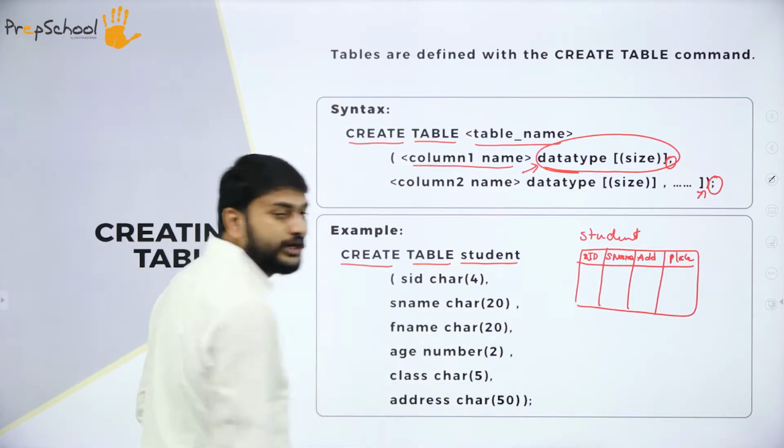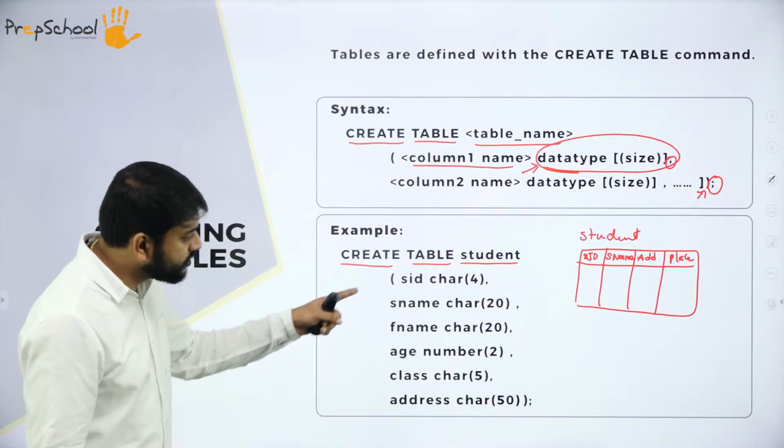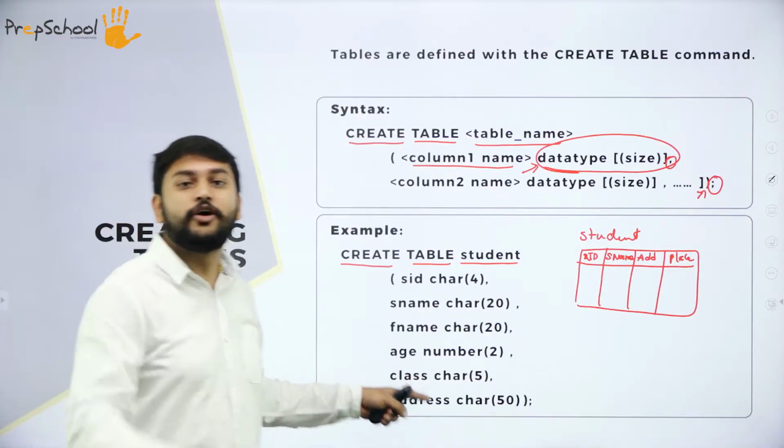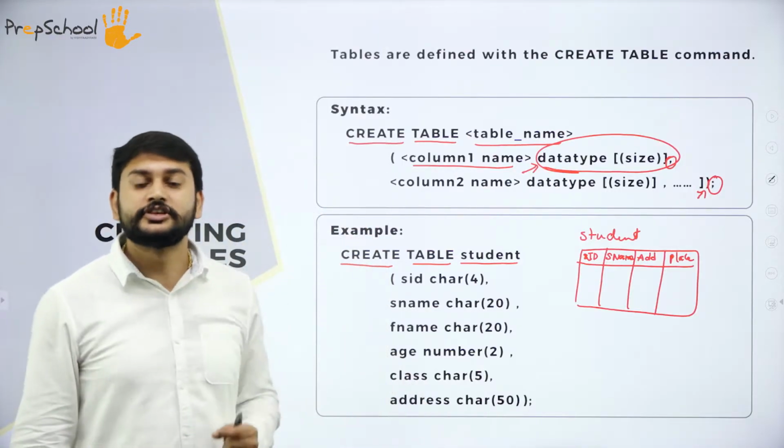You can see student is the name of the table. So how many columns do I have? 1, 2, 3, 4, 5, 6. I have 6 columns in my table. The table name is student.